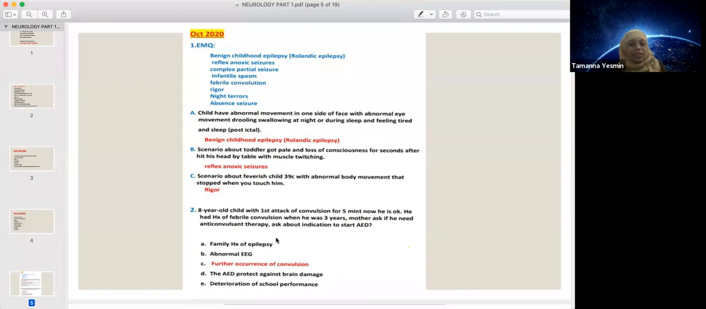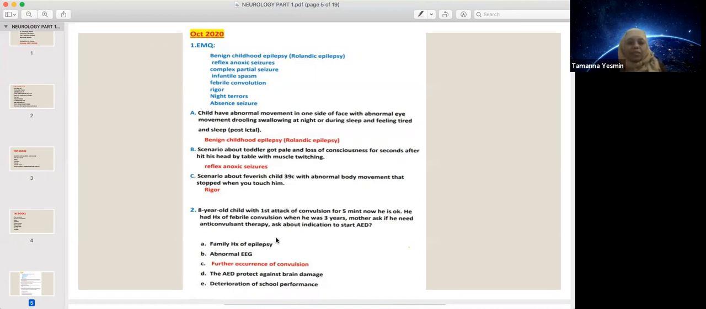For starting anticonvulsant therapy, we have to know there are certain criteria, like recurrence of the symptom, like at least more than one attack, I mean two attacks, at least two unprovoked attacks. Unprovoked means there should be no fever, there should be no injury, there should be no family history.